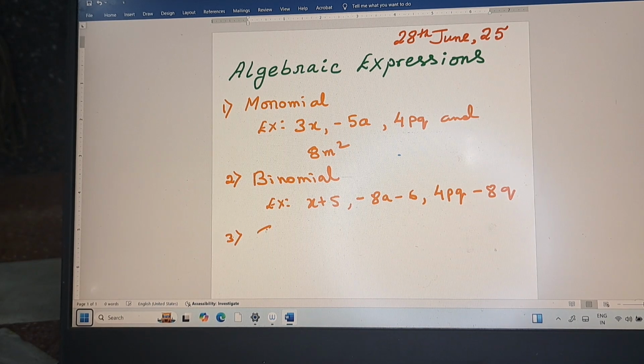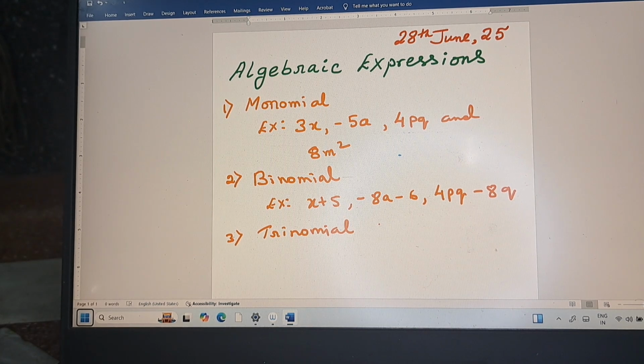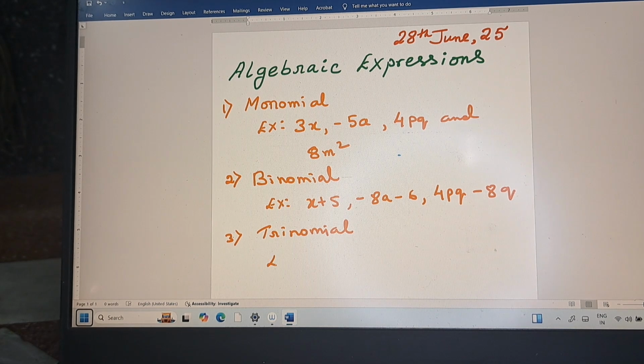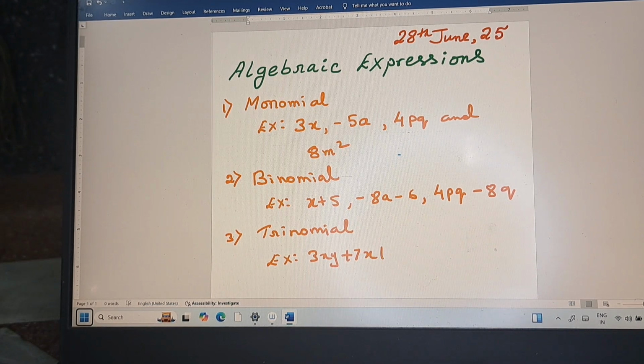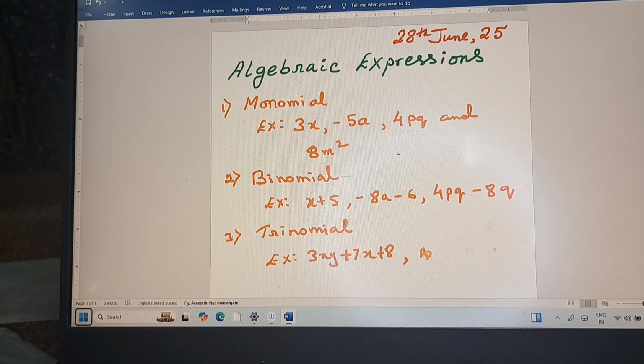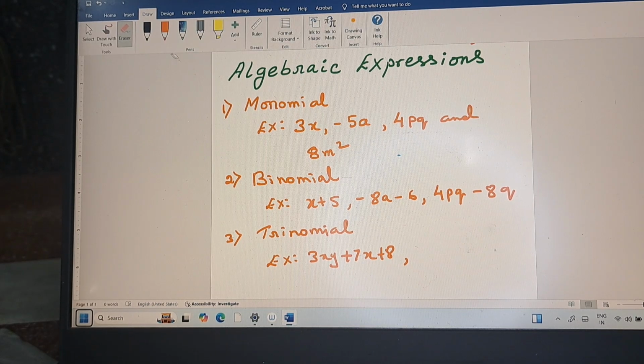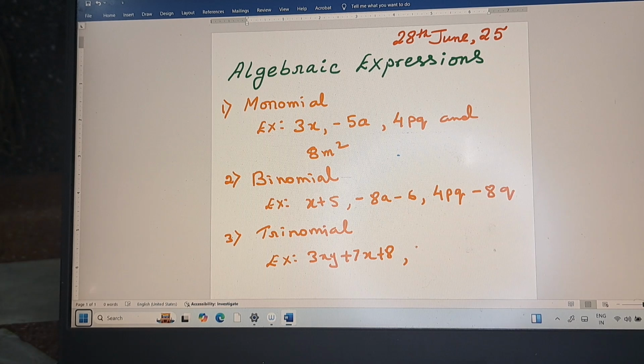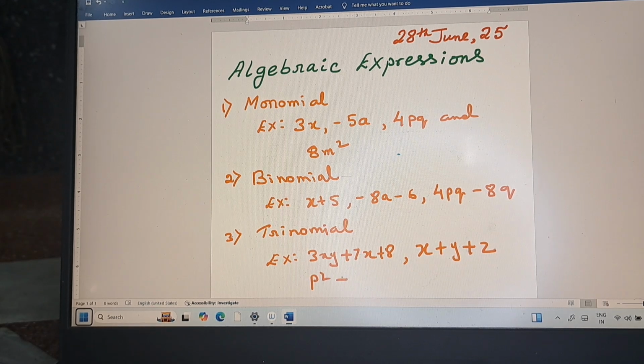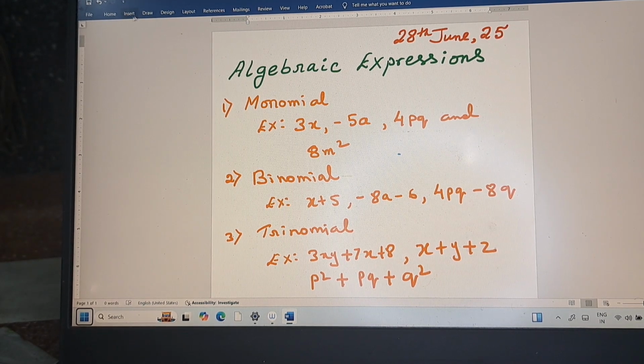Number 3, trinomial. What do you mean by trinomial? An algebraic expression having three terms is called a trinomial. So let us take certain examples: 3xy plus 7x plus 8, x plus y plus z, p square plus pq plus q square. So this is the third one. So the first one is monomial, followed by binomial, and the third one is trinomial.